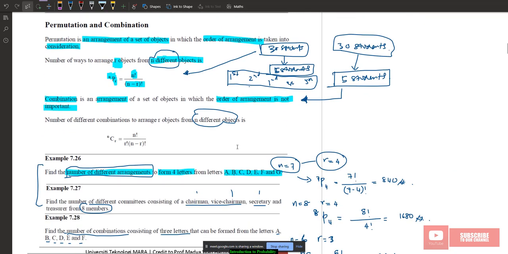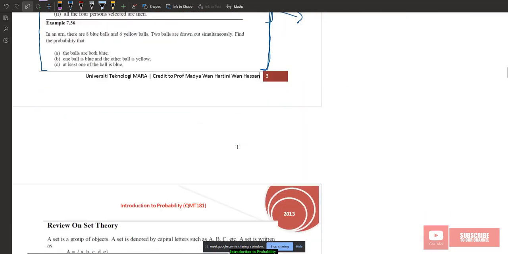And then we also learned permutation and combination. The common thing in permutation and combination is that we have n different objects, and we want to select r objects from the n different objects. The difference is that we apply permutation when order is important, and we apply combination when the order is not important. That's the difference between combination and permutation.